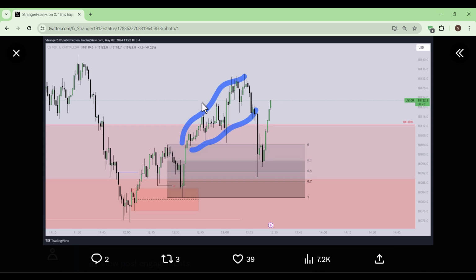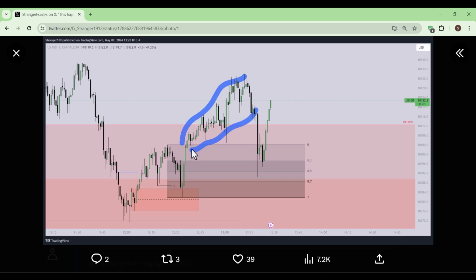So I get a lot of questions whether you look for confirmations here. No, I don't look for confirmations, because this sweep and the rejection happens too fast. You will not get that market structure shift, breaking above an old high, retracing, you take an entry. No, this is a sweep, enter, and exit from here, as you can see.